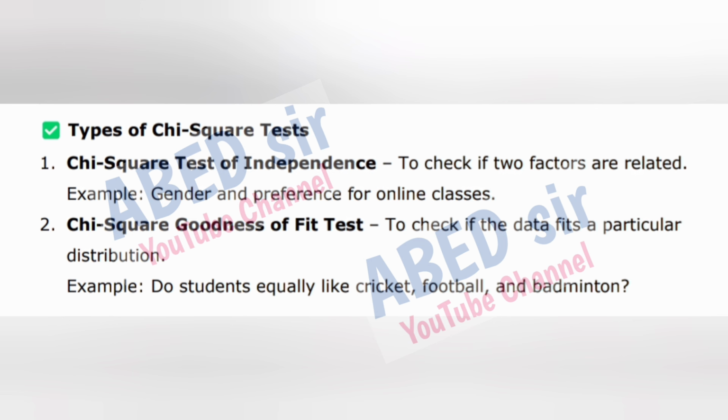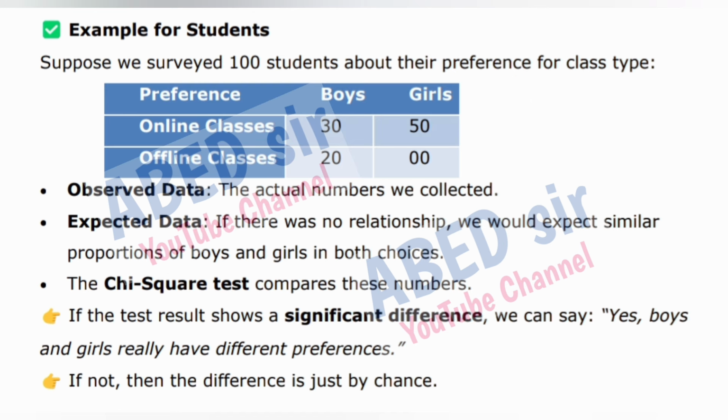Example: do students equally like cricket, football, and badminton? Example for students. Suppose we surveyed 100 students about their preference for class type. Preference: boys, girls. Online classes 30-50. Offline classes 20-0-0. Observed data, the actual numbers we collected. Expected data: if there was no relationship, we would expect similar proportions of boys and girls in both choices.